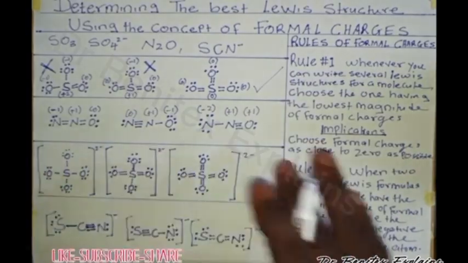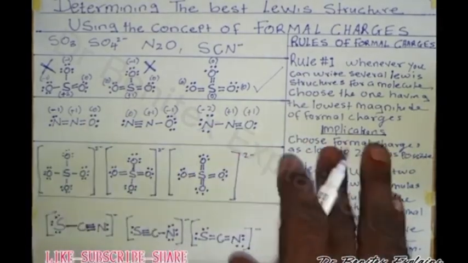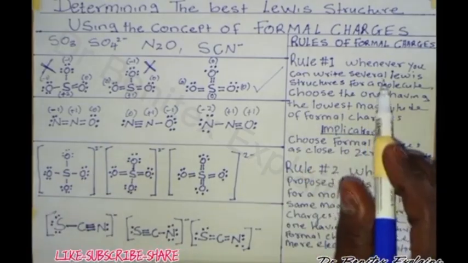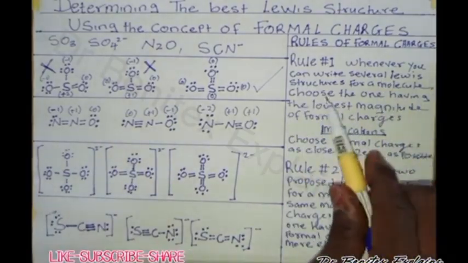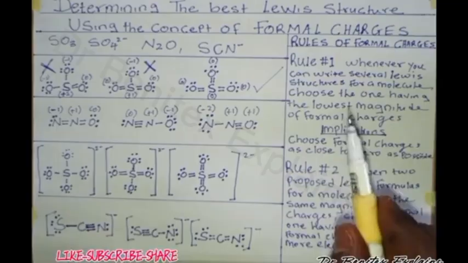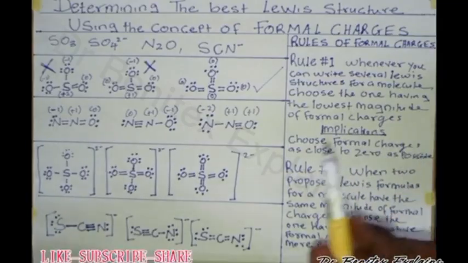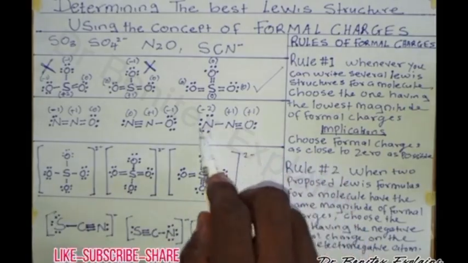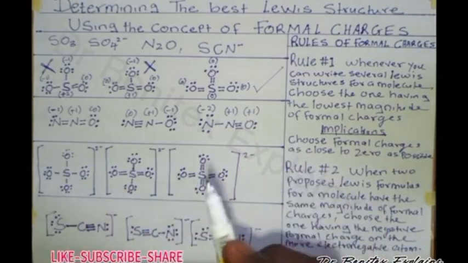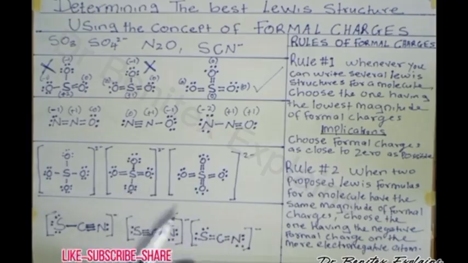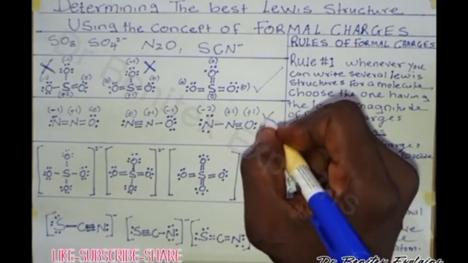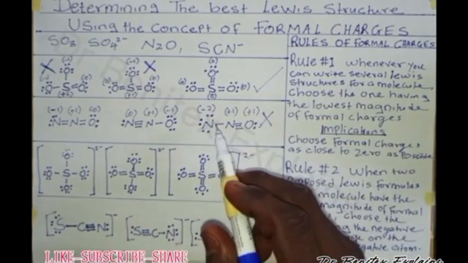So this is our Lewis structure, and these are the formal charges for each of the structures we have here. So which of the structures is going to be correct? Remember, rule number 1: whenever you can write several Lewis structures for a molecule, choose the one having the lowest magnitude of formal charges. If you look at the magnitude of formal charges here, this structure at the far right has the highest magnitude of formal charges. So this structure is not correct. It does not correspond to the rule. The magnitude is too large.